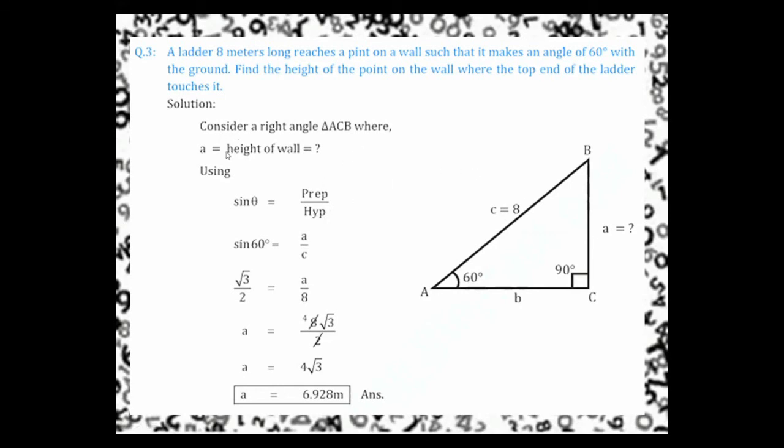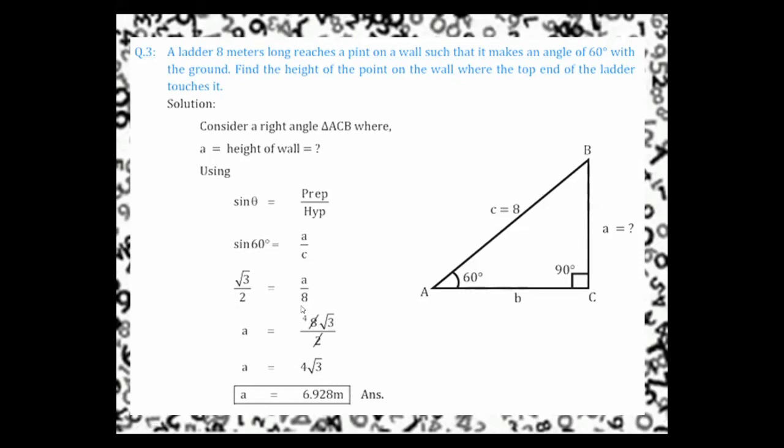So we use the formula sine theta is equal to perpendicular upon hypotenuse. Here the angle is 60 degree. We have to find the value of the perpendicular, that is A, and the hypotenuse is given. If the base were given we may use tangent, but here the hypotenuse is given, that is 8 meter, so we use the sine theta formula. Sine theta is equal to perpendicular upon hypotenuse, and instead of theta we put 60 degree. Perpendicular is A and hypotenuse is C. So the value of sine 60 is root 3 upon 2 is equal to A upon C, and instead of C we put the value 8.